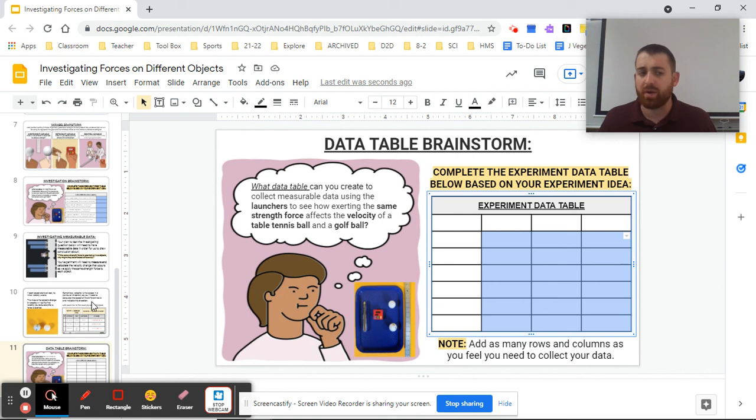But thinking about not only how we calculate velocity, your job is to think about how can I set up a table to collect data on the velocity of our golf ball and the velocity of our ping pong ball. If you have questions on how to set up your table, reach out. Otherwise, good luck.